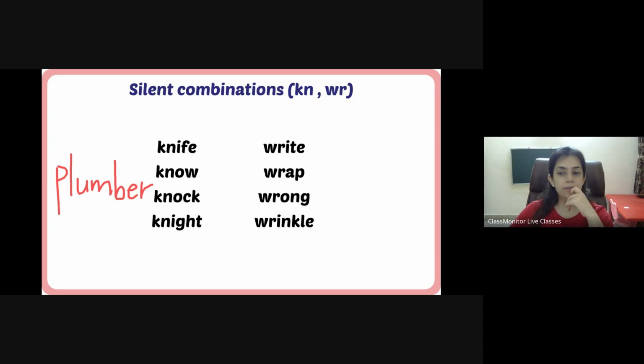Girls, please mute yourself. It is plumber. Do you know when M and B come together, the B remains silent. So we call it a plumber. What is this? Everybody, what is this? It's a thumb. Do you say thumb with a B? Comb. We never say comb with a B, because B is silent.